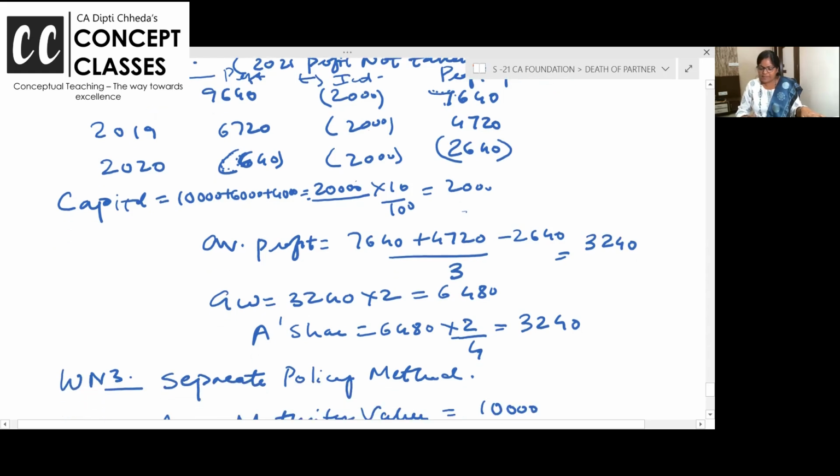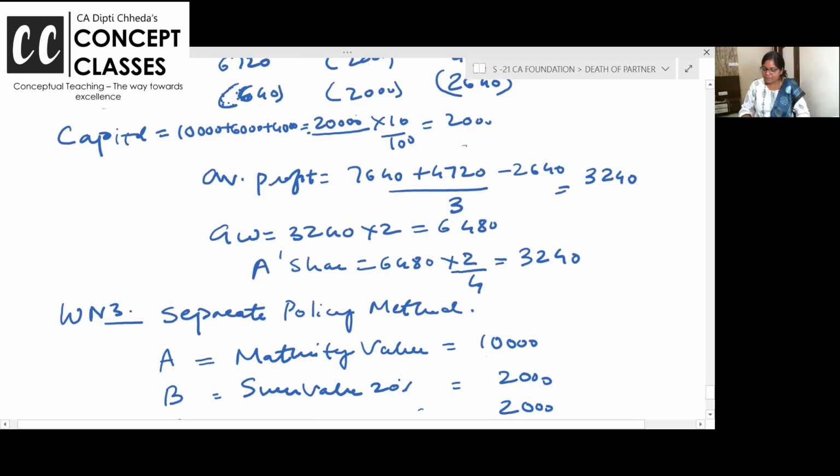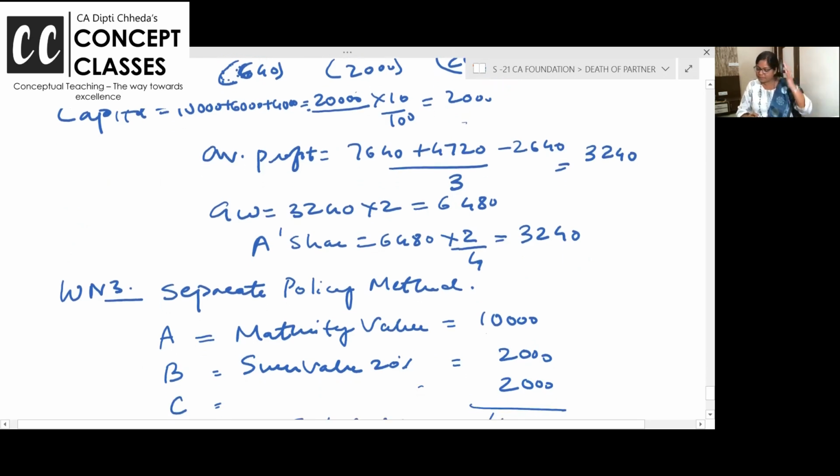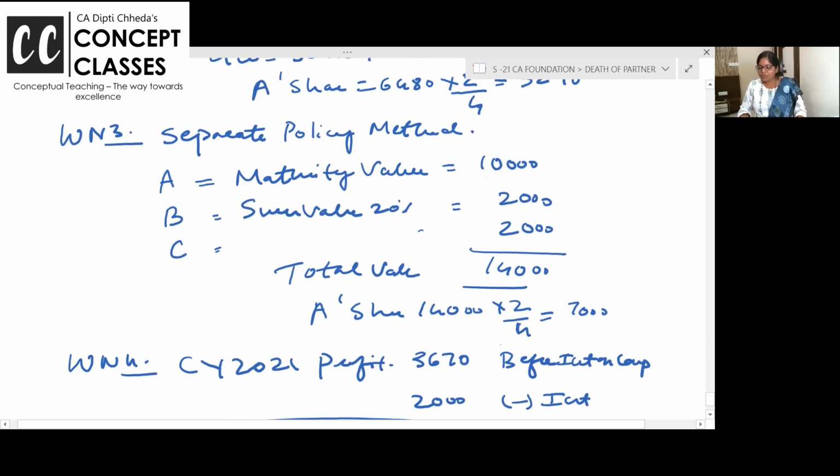So you are getting this. I want to repeat, profit before interest on capital is given. You wanted profit after interest on capital. So you are doing this way. 2,000 minus, आप average में से भी कर सकते हो because the amount is same for all the years. Right? Goodwill you got then. Now for joint life policy, it's simple. For separate policy, take A's maturity value and B and C's surrender value and continue.